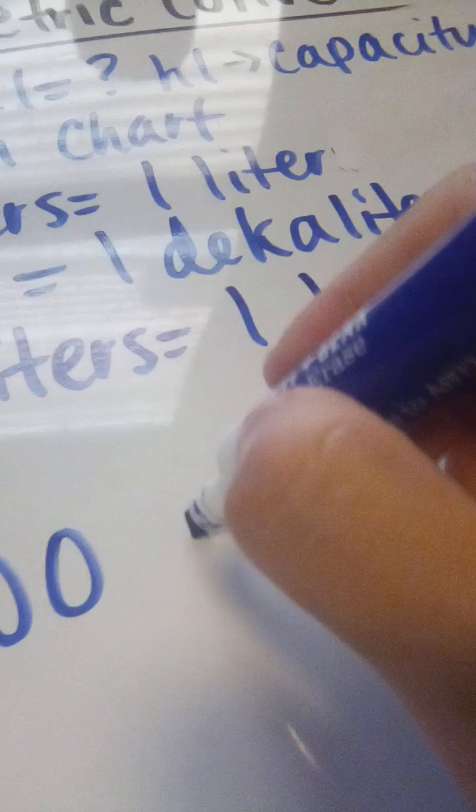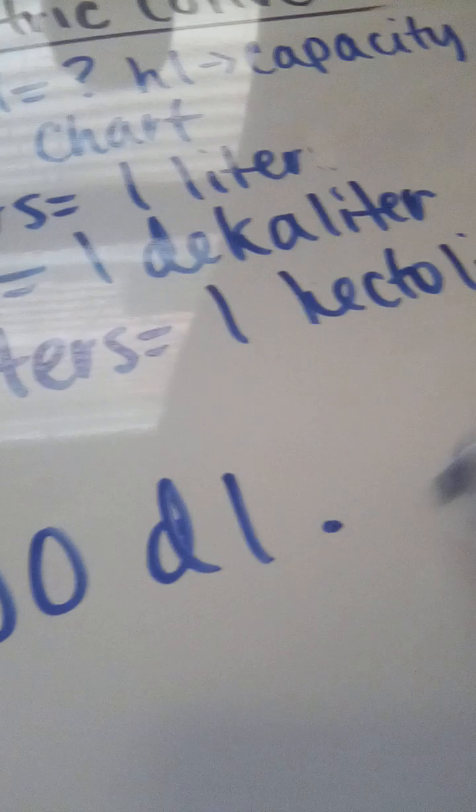All right. Now we're doing conversion time. I'm going to move it to the bottom here. It requires a little more room. 3,100 deciliters multiply. All right. Is it 1 liter over 10 deciliters or 10 deciliters over 1 liter?